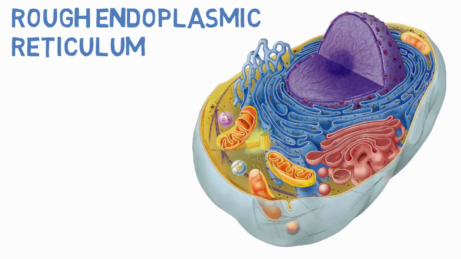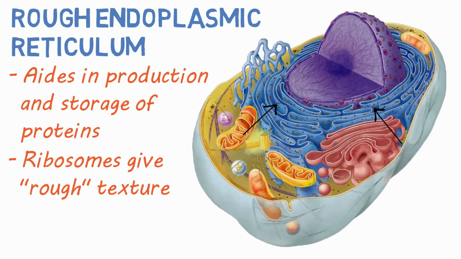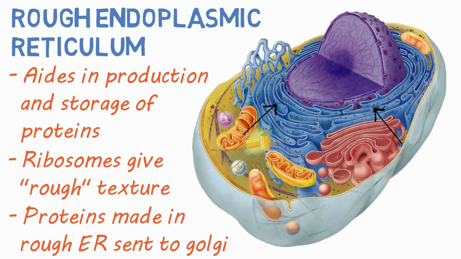The rough endoplasmic reticulum aids in the production and storage of proteins that are made on the ribosomes attached to it. It's these ribosomes that give it its rough texture and name. Proteins made in the rough ER are then sent to the Golgi apparatus.